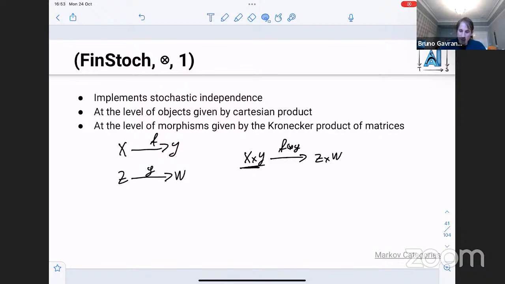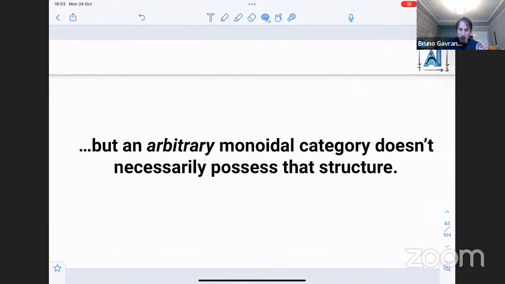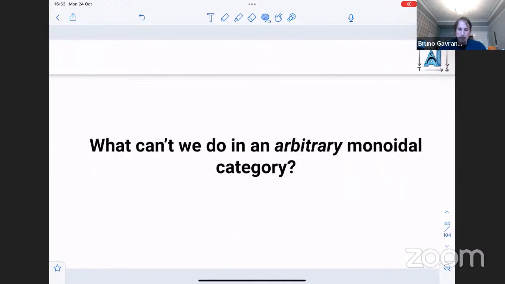Okay, so I've given you actually quite a bit of examples, and all of these have a lot of structure. But an arbitrary monoidal category doesn't necessarily possess this structure. And the question is, and quite related to maybe the questions in the chat, what can't we do in an arbitrary monoidal category?